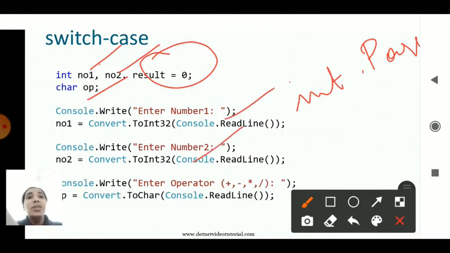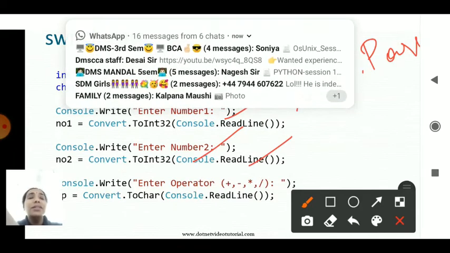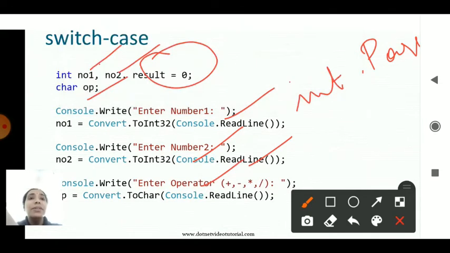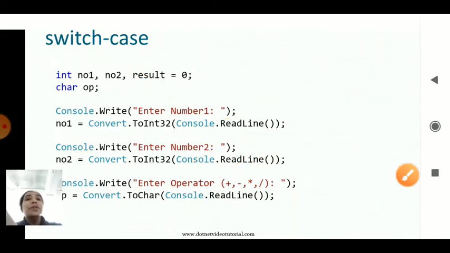Here also you enter the second number and you read that particular number, and at the next phase you have a statement that is said to be enter operator. When it is taking the operator, it may be of character type, so it will include the character you are using, either plus, minus, multiplication or division. Okay, so this is the switch case.